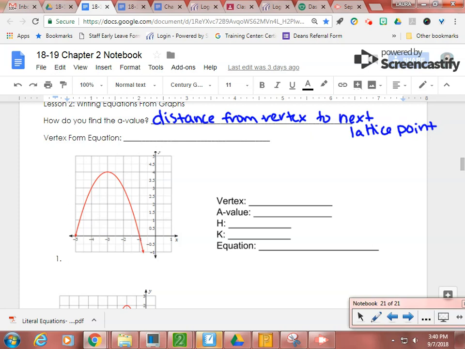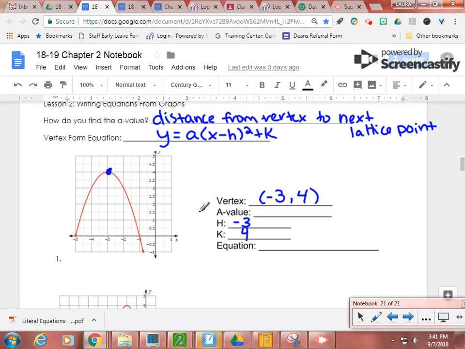The vertex form equation is the same as it was in the last lesson: a(x minus h) squared plus k. So that's what we're going to plug into. First, what's your vertex on this? Well, your vertex is (-3, 4). So that means my h value is going to be -3, and my k value is going to be 4. That's where those come from.